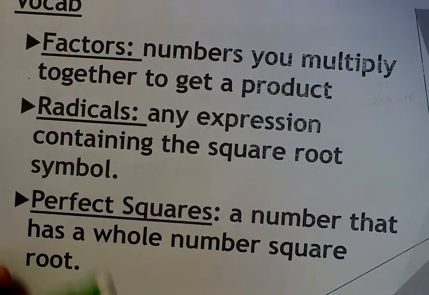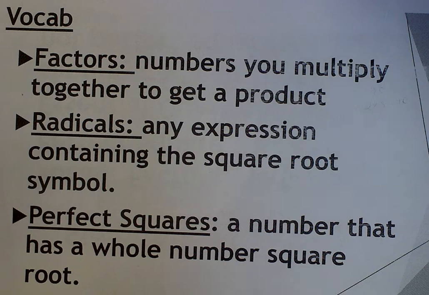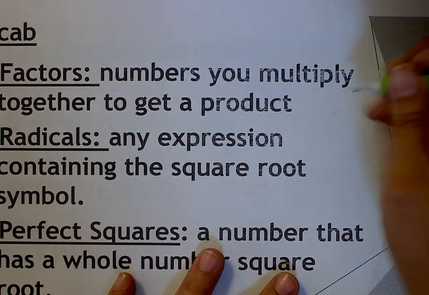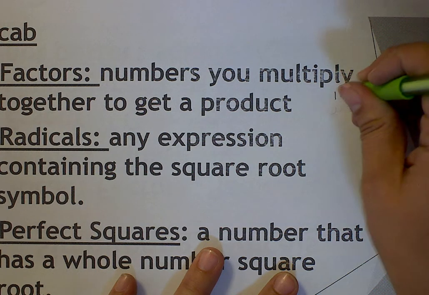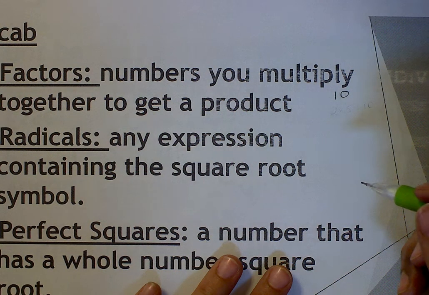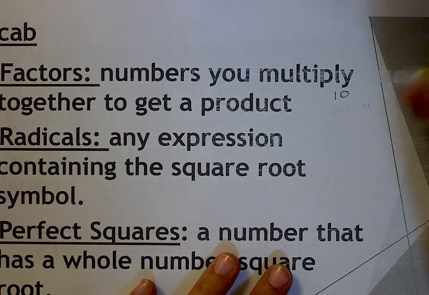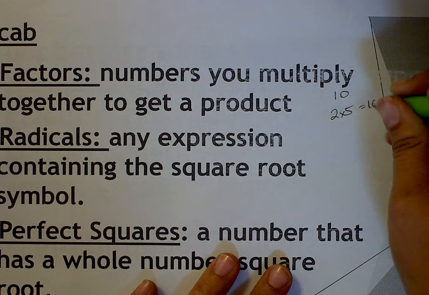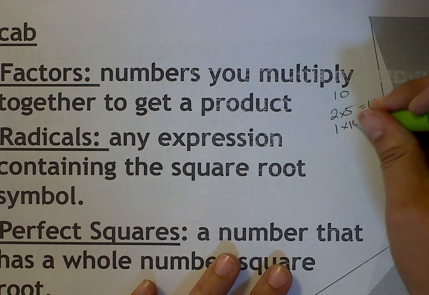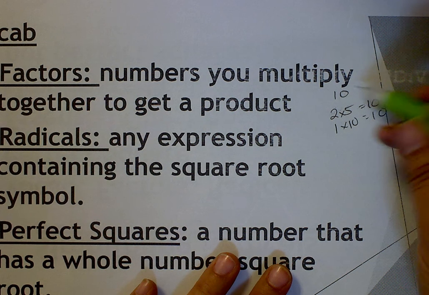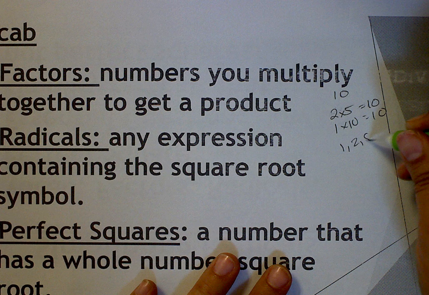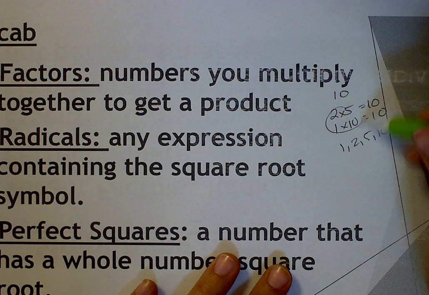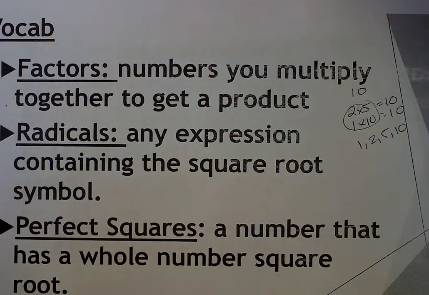Starting with the vocab, factors are numbers you multiply together to get a product. For example, if I wanted the factors of 10, you would tell me all the numbers that multiply together to get you to 10. So 2 times 5 is 10, and 1 times 10 is 10. So the factors of 10 are 1, 2, 5, and 10. You're going to hear me say that word a lot throughout this whole year.